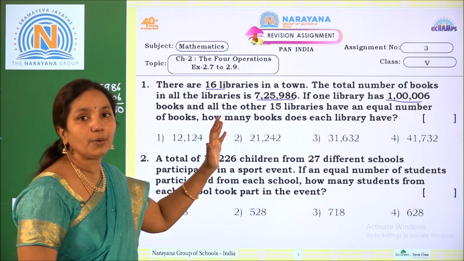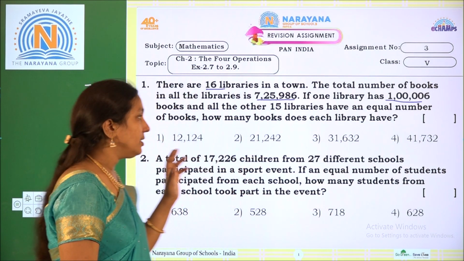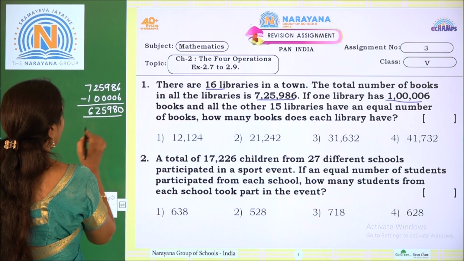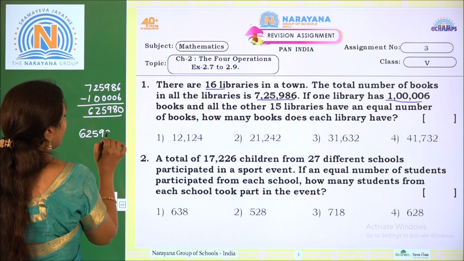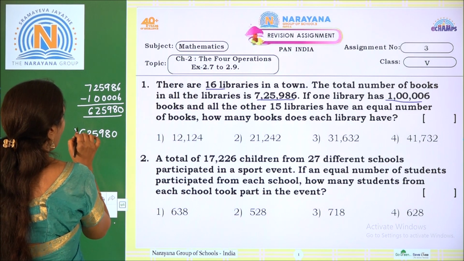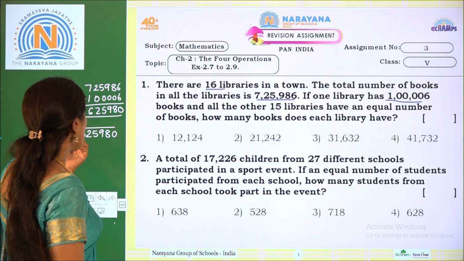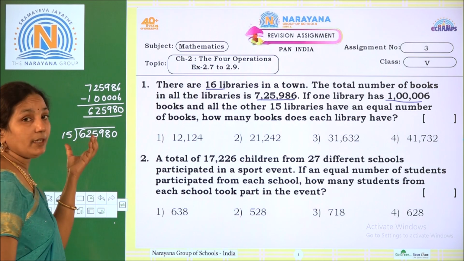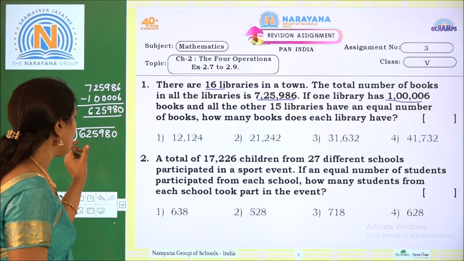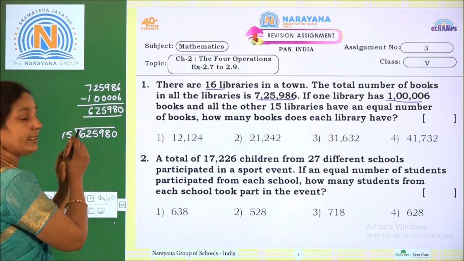So what do we have to do? We have to do the division. So which number? That is 6,25,980 divided by 15. Now see, 15 is a 2-digit number. We are following a few rules in the long division method. So first we compare 2 digits, so we can take a 2-digit number.